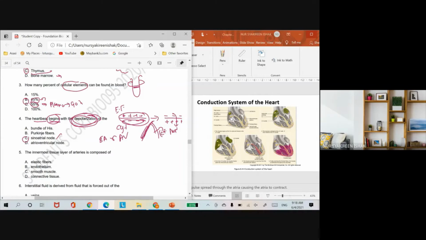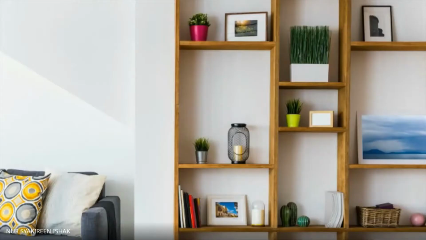The function of the AV node is that there will be a slight delay. Remember, when the impulse is generated at the SA node, it will travel along the atrium wall and cause the atrium to contract. When the atrium contracts, it pushes the blood into both of the ventricles. When the impulse reaches the AV node, there will be a slight delay here.